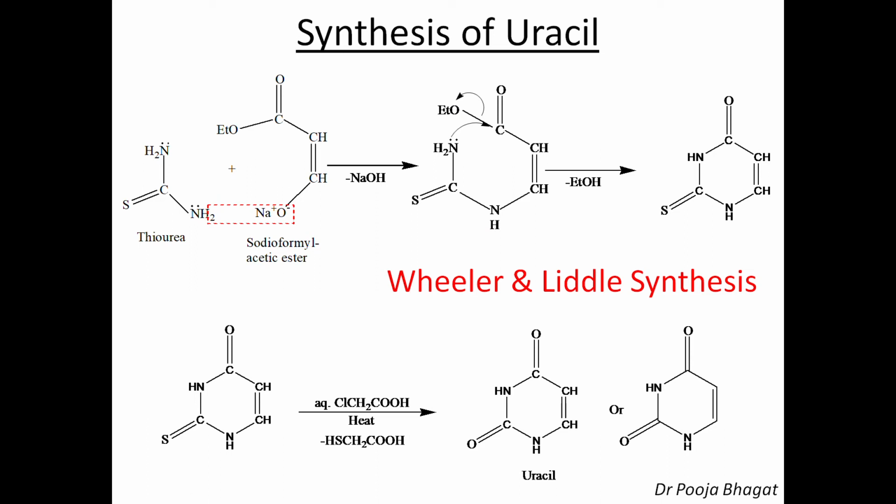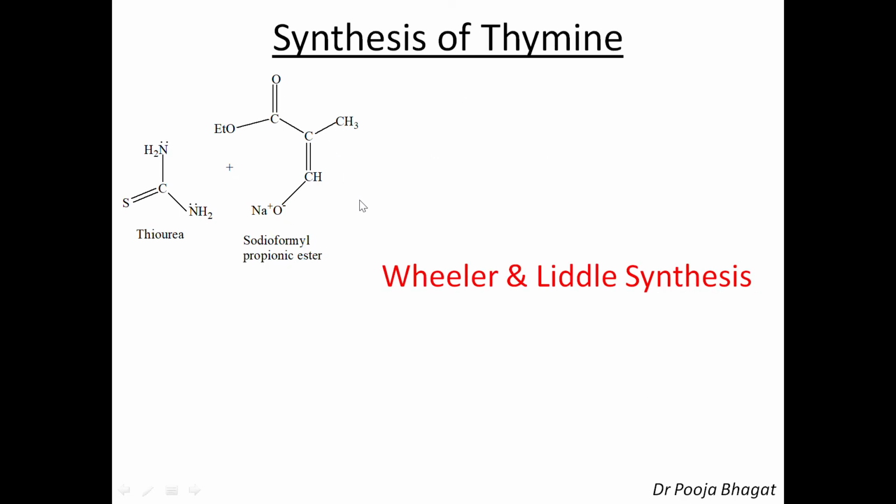Now if I have to write down the same synthesis for thymine, what will I do? I have to replace this hydrogen of the methyl, because as you can see in these steps, this carbon will be the fifth carbon in the uracil. So for the synthesis of thymine, I have to replace this hydrogen by a methyl group. Now, which acid is this? A 3 carbon acid, so it is the ester of a 3 carbon acid, propionic ester, with the same sodio-formyl part. So the name of this compound is sodio-formyl propionic ester.